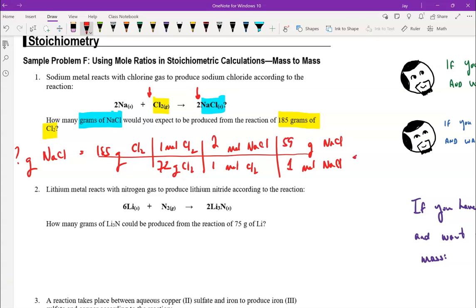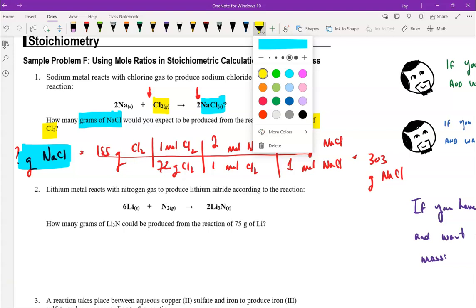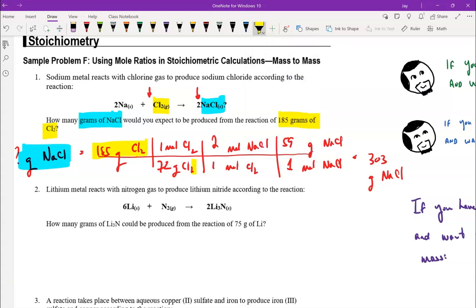And we know the molar mass is 59 grams. So we're going to say 185 divided by 72 times 2 times 59. We get 303 grams of NaCl. So be sure that you are labeling everything. How many grams of our unknown is the equivalent to the mass of our known. All these things are known, and then of course solving for the unknown looks like that. Okay?